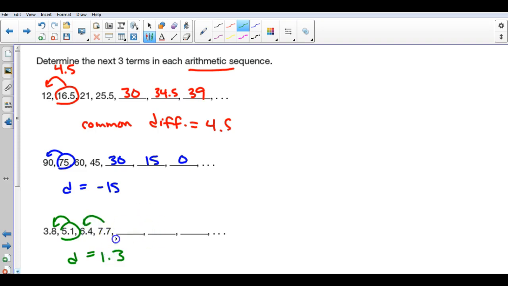So then moving to the right, what you're going to want to do is take the 7.7 and add 1.3, and you're going to get 9. And I'm going to add another 1.3 to that and get 10.3, and then 11.6. So those ones are the arithmetic sequences.